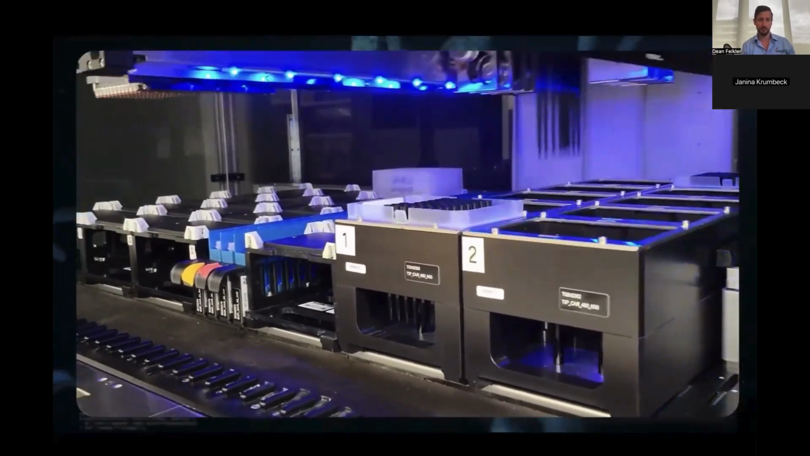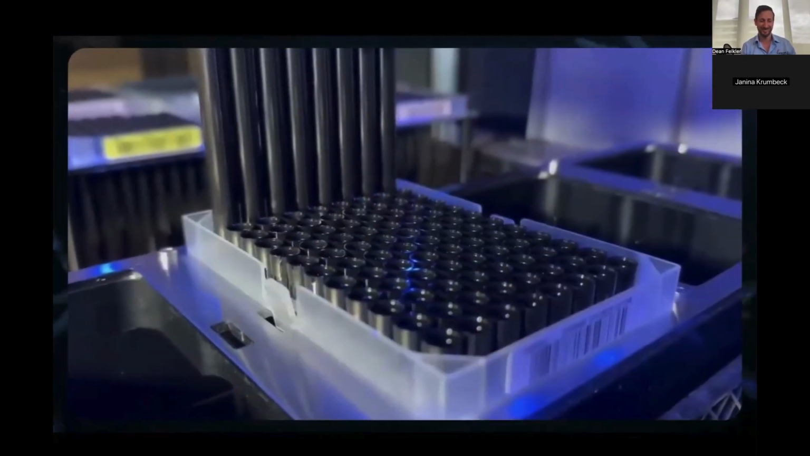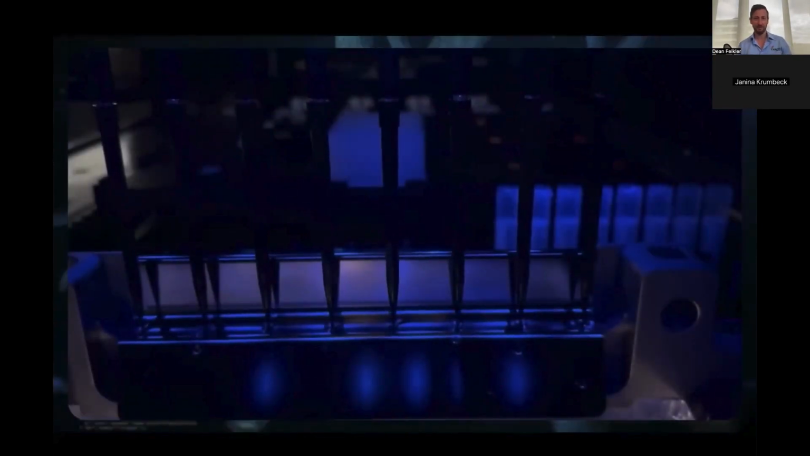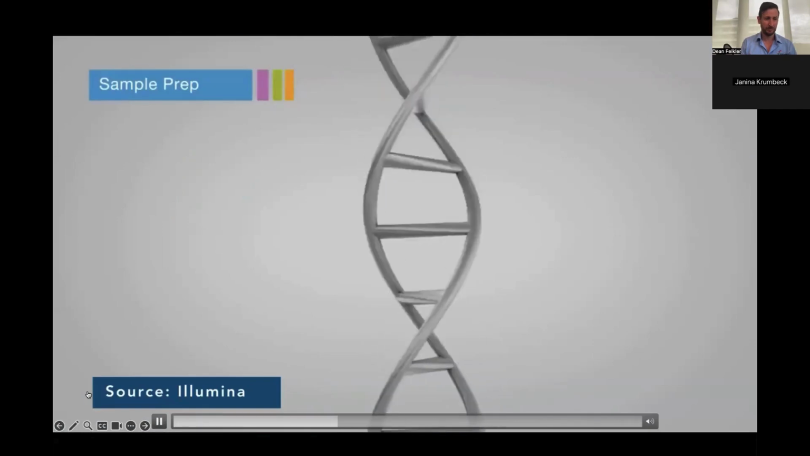It's very mesmerizing and fun to watch, and for us it means less cross-contamination, less hands-on time for any type of lab technicians, so less errors and faster processing time. This is what the sequencer looks like.